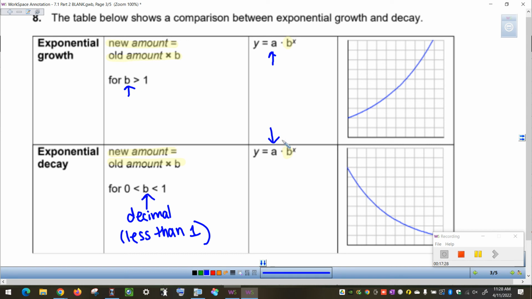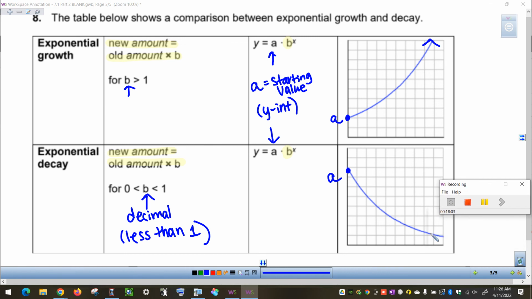We talked about this general form on Friday, so it's a times b to the x. A just represents the starting value, or the starting amount, and this is actually going to show up as the y-intercept on the graph. When we do a comparison between our two graphs, whatever that starting amount is, A would be here for growth. It has a curve, but it's increasing as we go from left to right. For decay, this is like what we saw on the swimming pool graph on Desmos. The y-intercept starting value is at the top, and then it's actually decreasing as we go from left to right, but it does still have that curve in the shape.